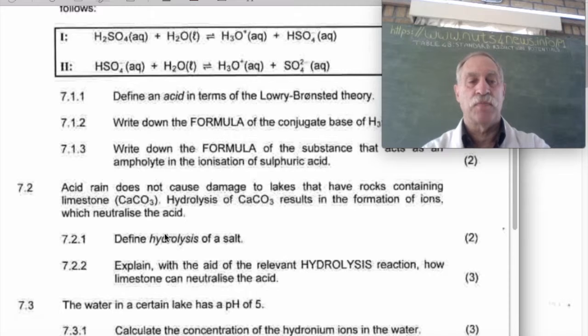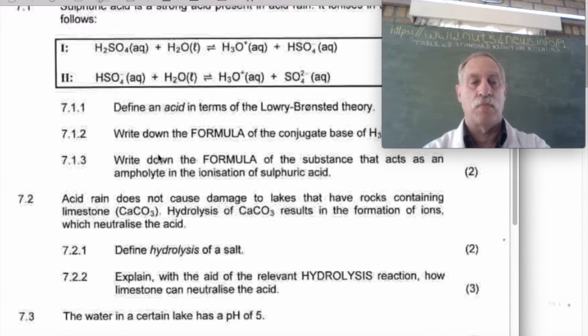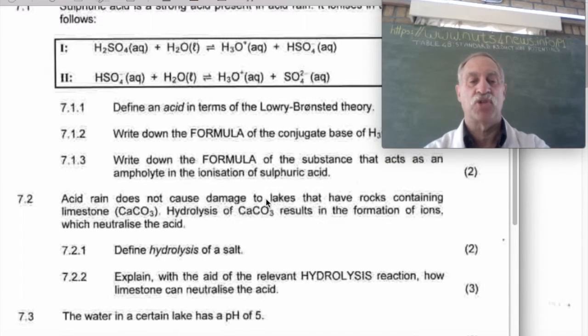Now it says here, acid rain does not cause damage to lakes that have rocks containing limestone, and tells you calcium carbonate. You must read these questions carefully. Hydrolysis of calcium carbonate results in the formation of ions which neutralize the acid. Now, if they ask you to define hydrolysis, well, you've done hydrolysis in your substitution, elimination, etc. reactions, but if you don't know, you look at hydro, water, lysis, splitting. Splitting of what? Something in the presence of water. So it's adding water to a salt which will split the salt.